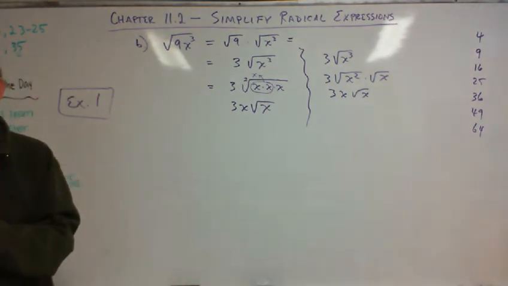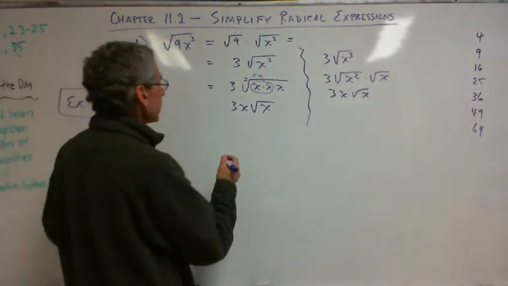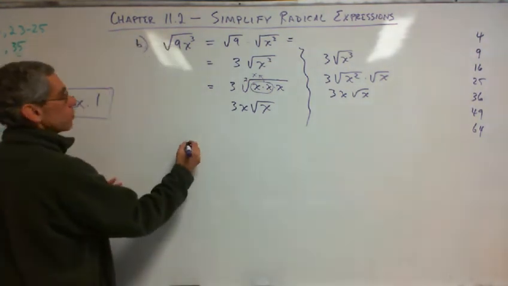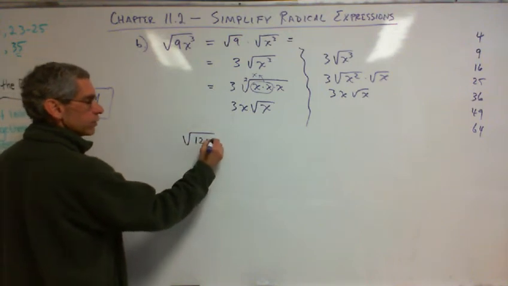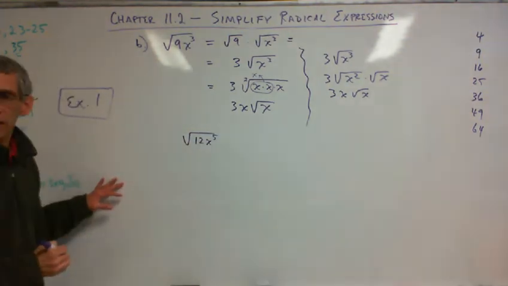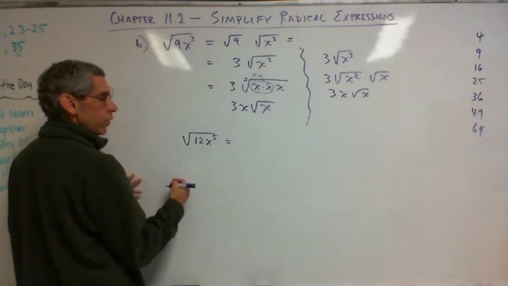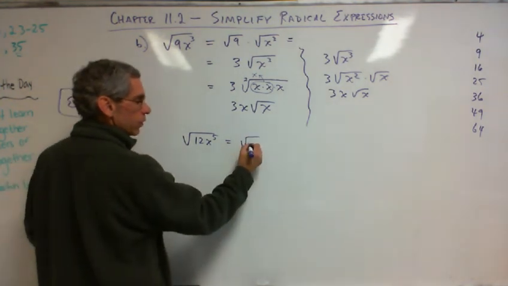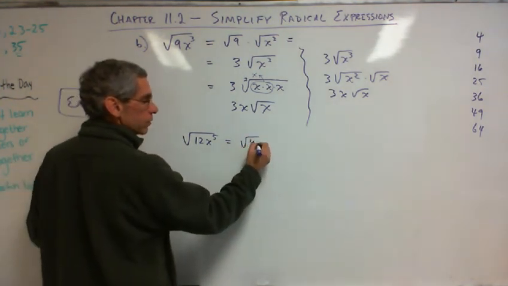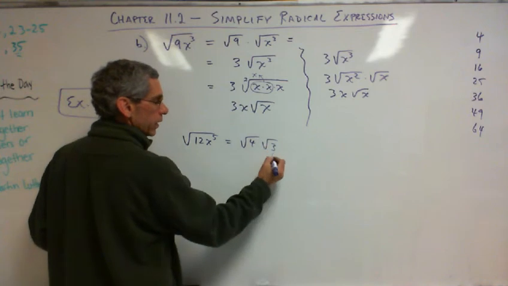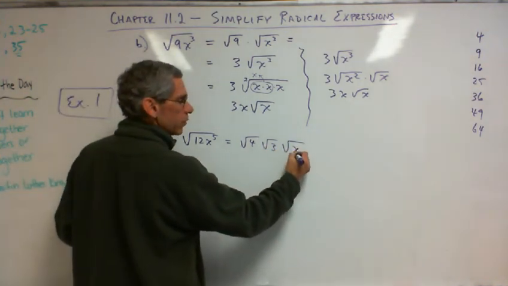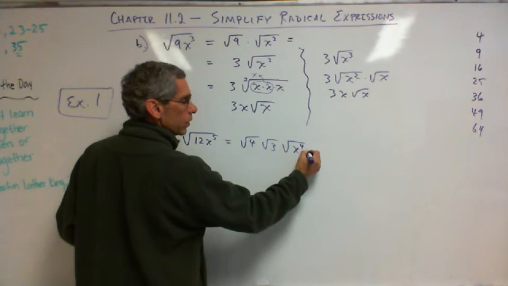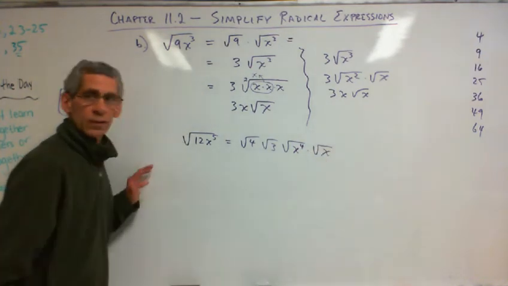What if it was x to the 5th? Okay, so let's say it was x to the 5th. We'll do the square root of 12x to the 5th. First of all, the square root of 12 is the square root of 4 times the square root of 3, times the square root of x to the 4th times the square root of x.